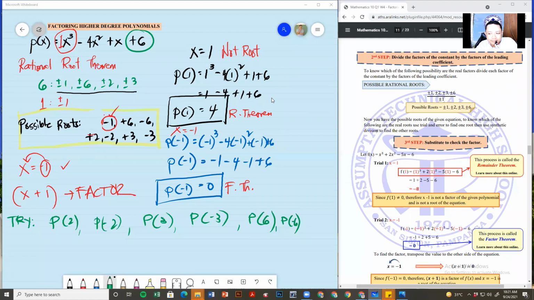Ready? Let's wait for the rest. Are you still solving? Find the other roots and the other factors. Translate them to factors. Okay, Mar Wilson got the 3 roots. Now, Mar Wilson, express them to factored form. You got the roots, express them now to factored form.